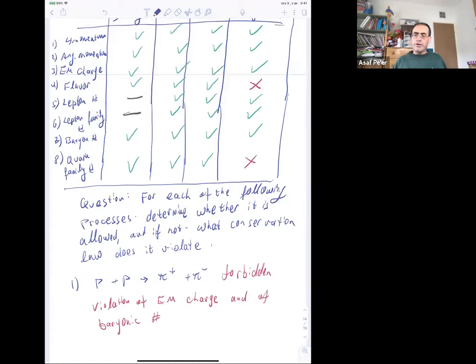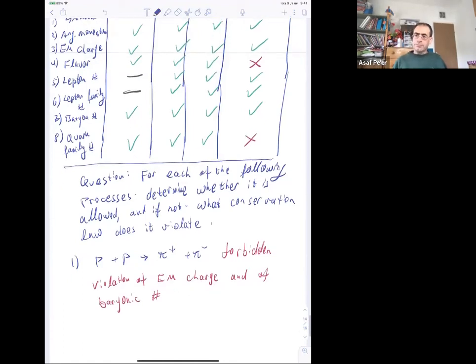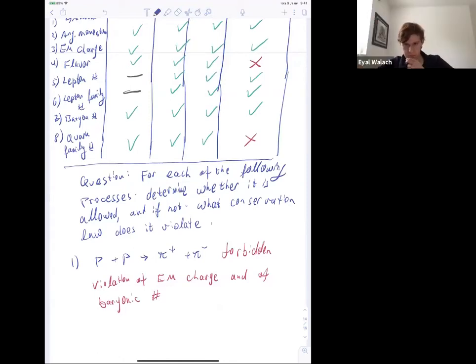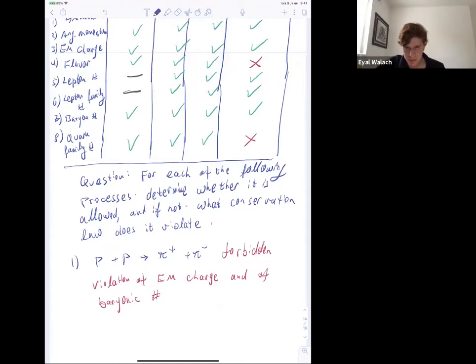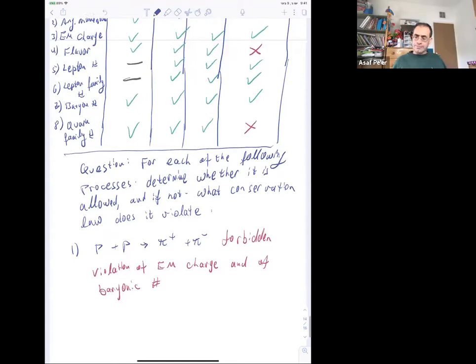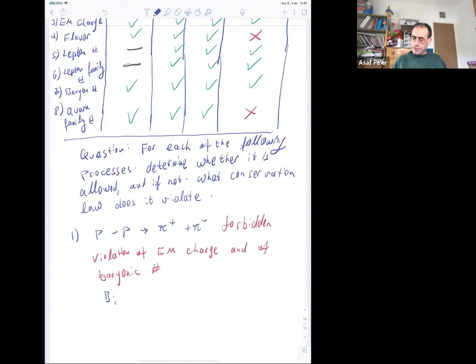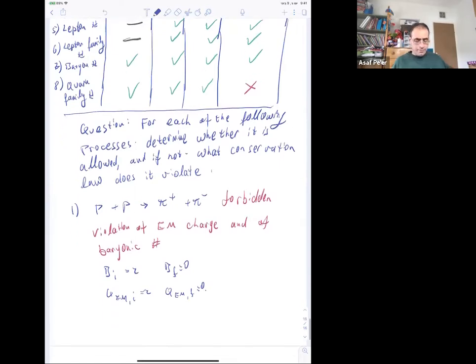So what is the initial baryonic number? 2. What is the final baryonic number? 0. Right, so it's violated. What is the initial electromagnetic charge? 2. What is the final electromagnetic charge? 0. So B initial is 2, B final is 0, and Q electromagnetic initial is 2, Q electromagnetic final is 0. Not allowed.